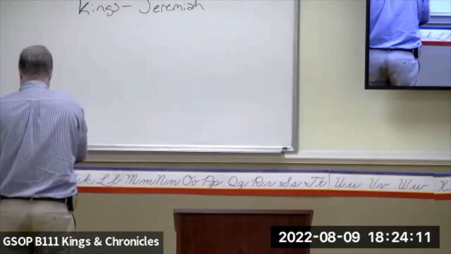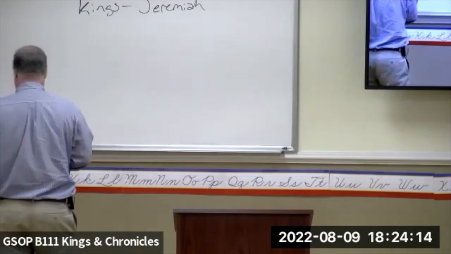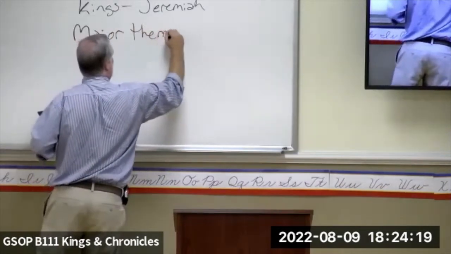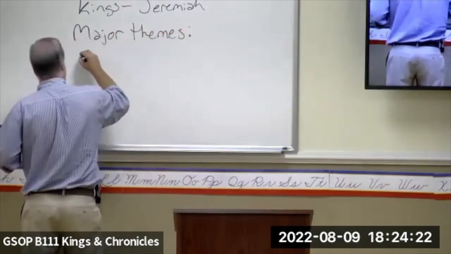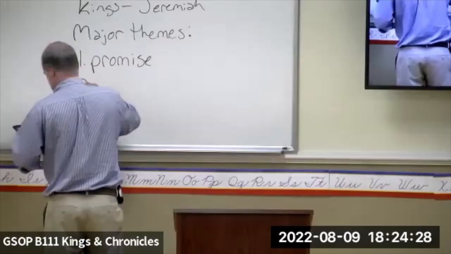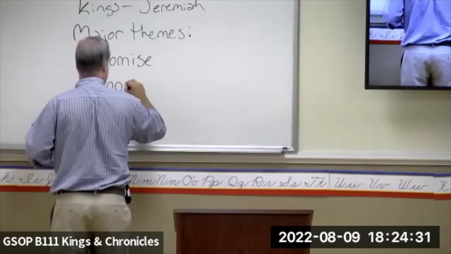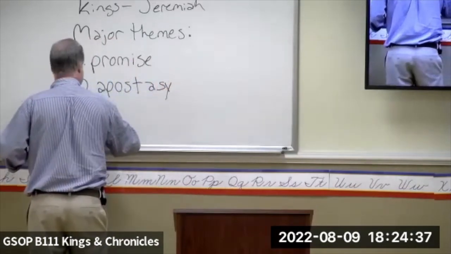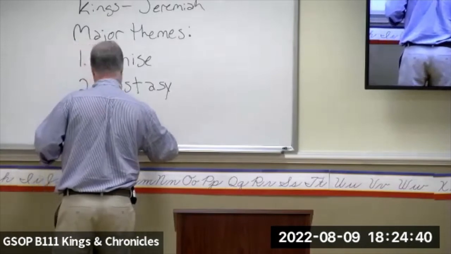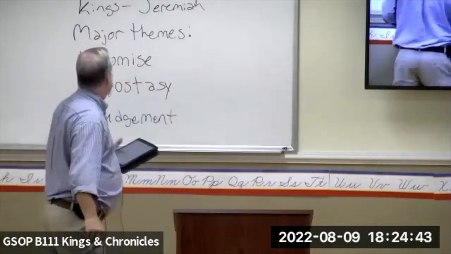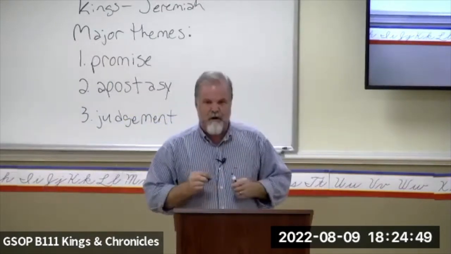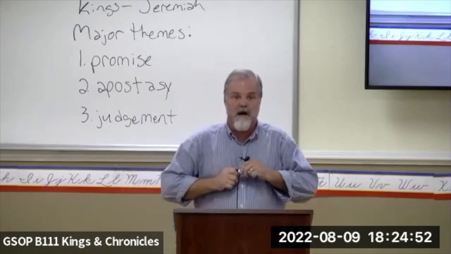The major themes. Number one, the promise. Number two, apostasy. And number three, judgment. Major themes for the book of Kings. We have the promise. Which promise? It's God's promise, right? It was God's promise to his people.